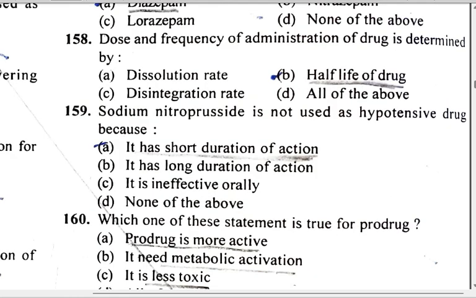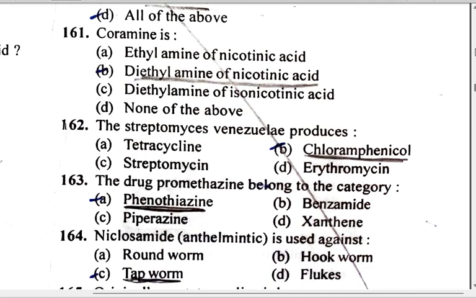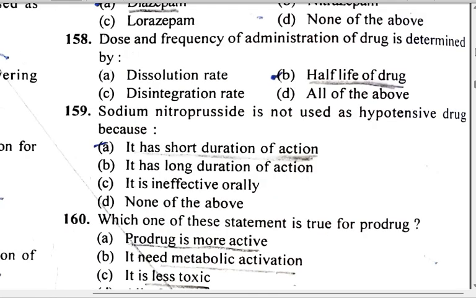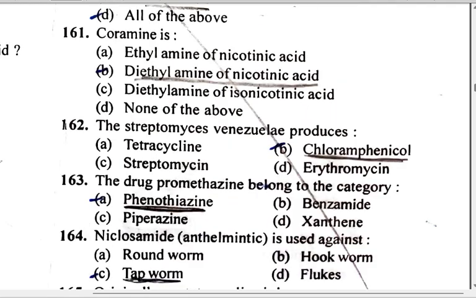Dose and frequency of administration of drug is determined by half-life of drug. Sodium nitroprusside is not used as hypotensive drug because it has short duration of action. Which one of these statement is true for prodrug? That is, prodrug is less active, it needs metabolic activation and it is less toxic. Coramine is diethylamide of nicotinic acid. The Streptomyces venezuelae produces chloramphenicol. The drug promethazine belongs to the category of phenothiazine.